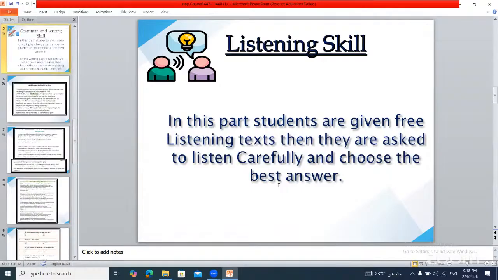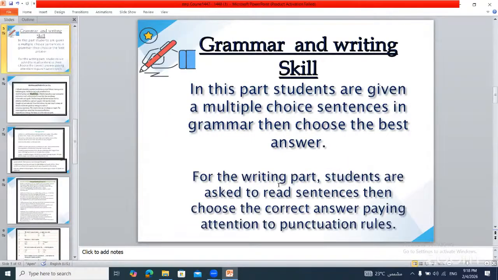If we move to the grammar and writing skill, I put it in one slide. Why? Because you will find the same in the real test. You are going to have grammar, and then they are related to each other. So you will have some sentences. In these sentences, you will have just one correct one, and the other three are incorrect. You are going to choose the correct one.